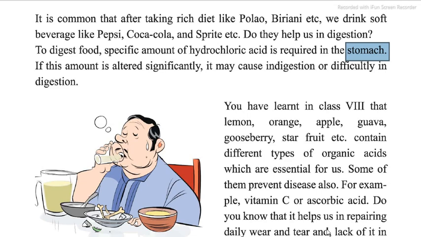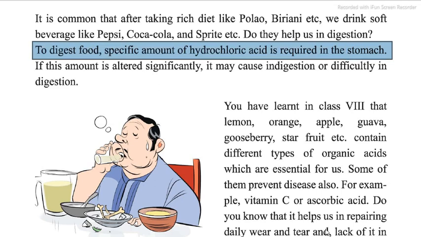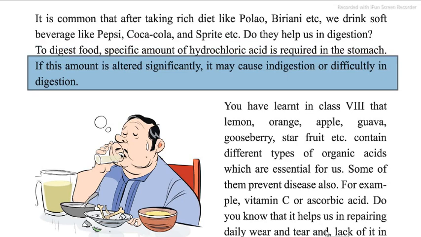The process of digestion of food begins mainly in the stomach. In particular, the stomach plays a major role in the digestion of non-vegetarian food. Then look at what this line says. To digest food, a specific amount of hydrochloric acid is required in the stomach. If this amount is altered significantly, it may cause indigestion or difficulty in digestion.